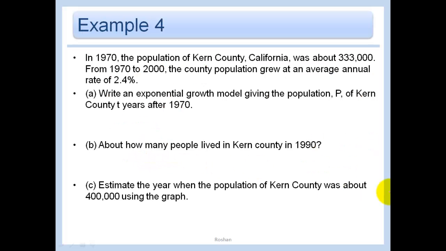Let's go ahead and try a problem. In 1970, the population of Kern County, California was about 333,000. From 1970 to 2000, the county population grew at an average annual rate of 2.4%. Write an exponential model giving the population P of Kern County T years after 1970. Remember, we had y equals a(1 plus r) to the t power. So here the initial amount, A, was 333,000, and then we have 1 plus 2.4%, which is 0.024, to the t power.